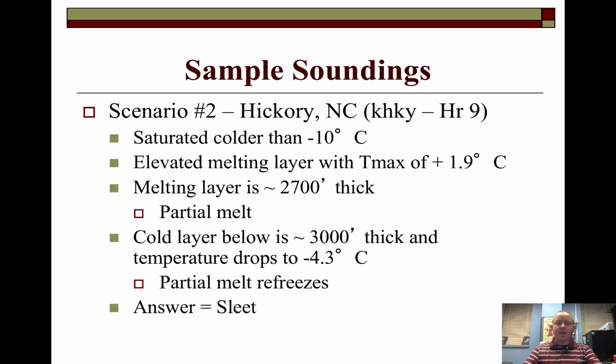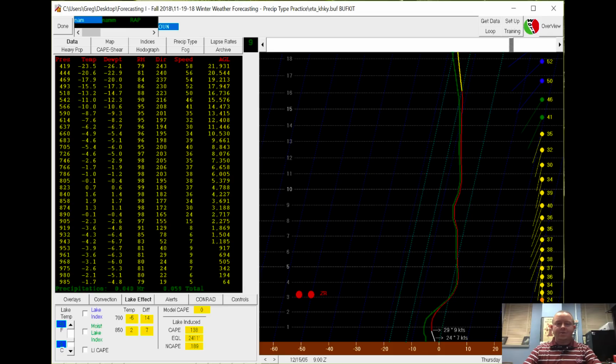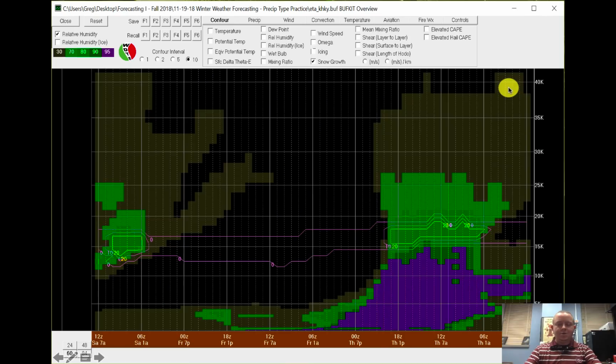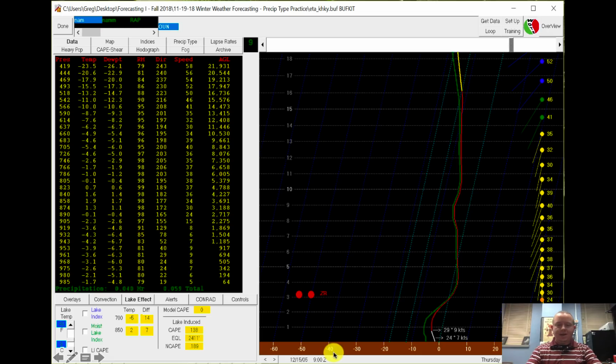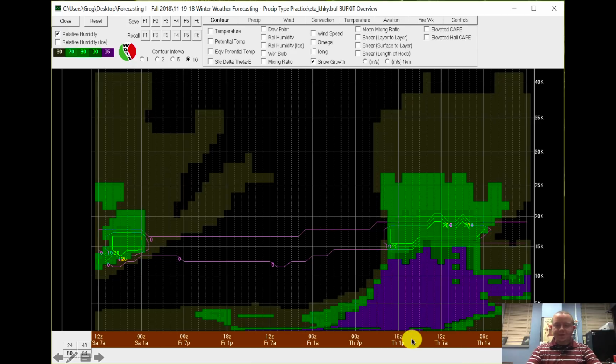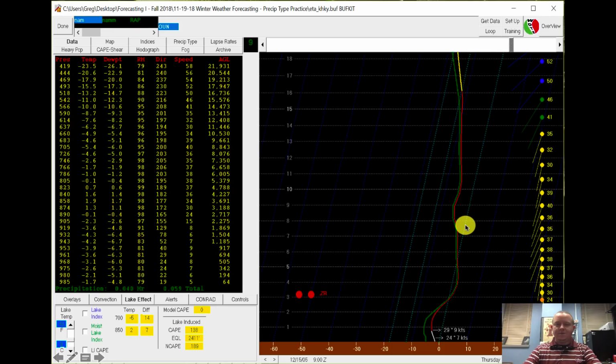All right, so next one, we got Hickory, North Carolina. We got hours 9, 10, and 11, all right? So let's just go hour by hour on this. Hour 9, first thing you want to do, same thing. We're following the -10. Where we get to the -10 up here, we see it's saturated. But again, always be careful. Let's look at it in overview. Let's double check. So in overview, we're looking at 9Z on Thursday. So let's look at that. 9Z Thursday, we have moisture in the snow growth region. We are good to go. We're making snowflakes, all right?